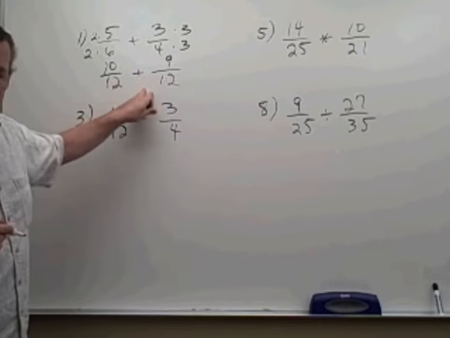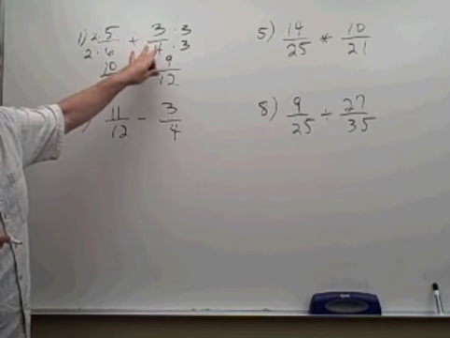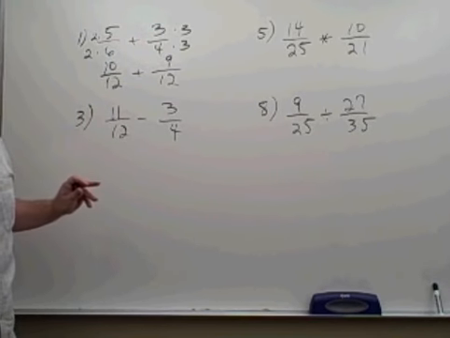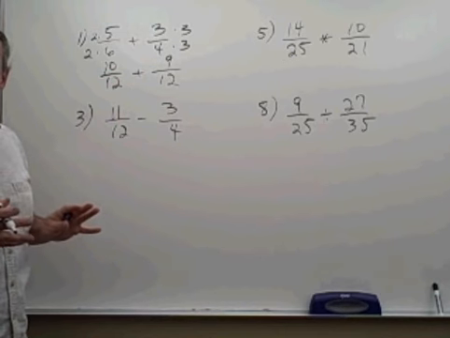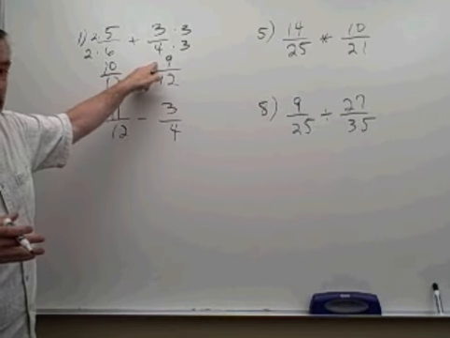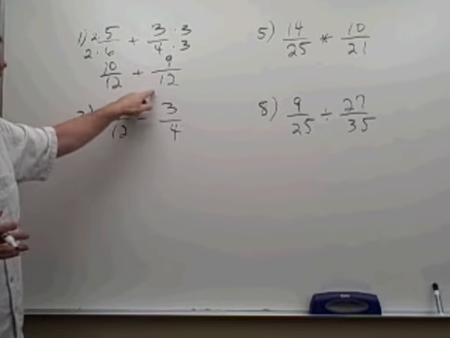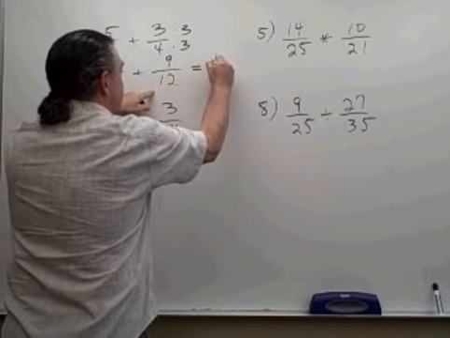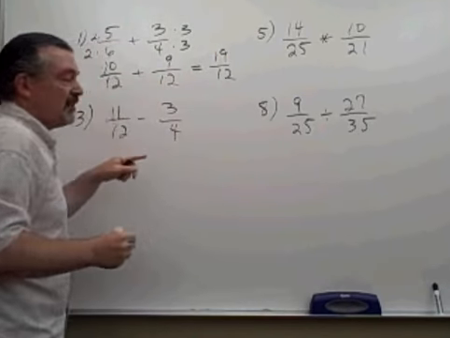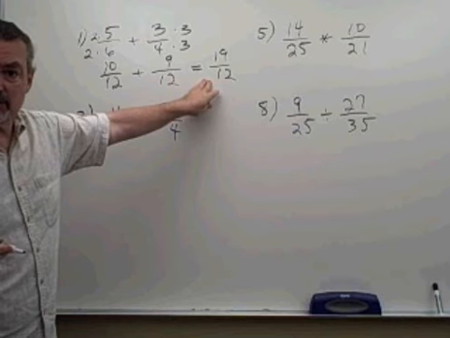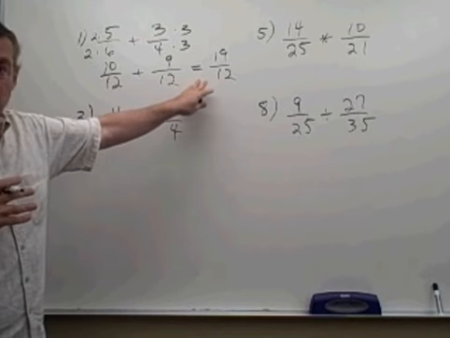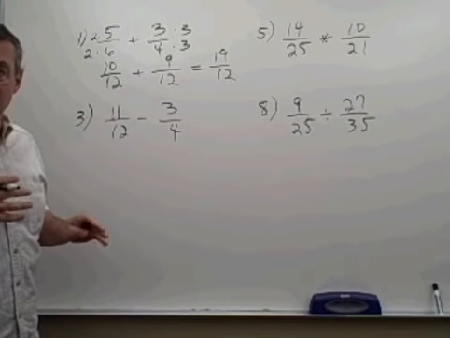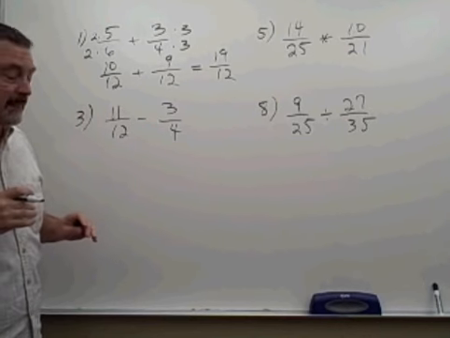Now we have fractions that are equivalent to the original fractions, but both have a denominator of 12. We can now perform the addition. We add the numerators and put that answer over the common denominator. So our answer is 19/12. If we want to, we can convert that to a mixed number. That would be 1 7/12.